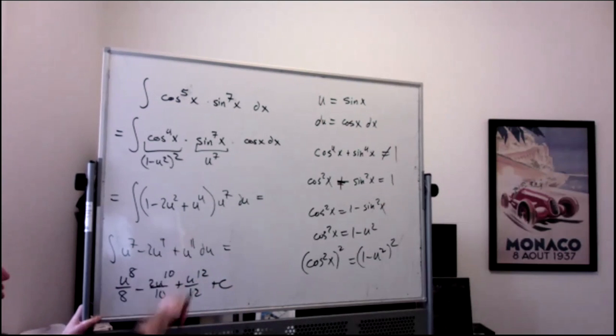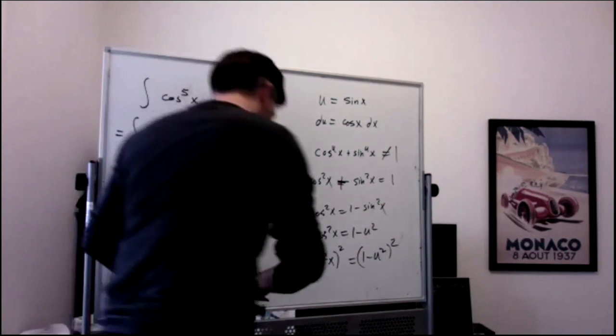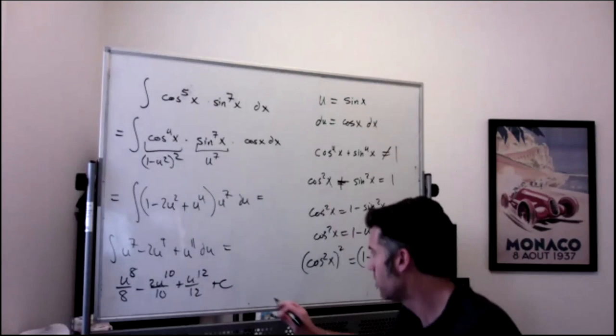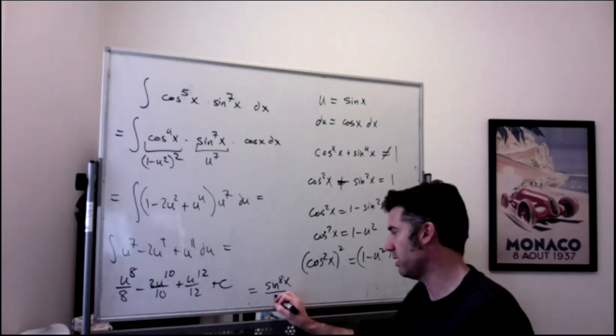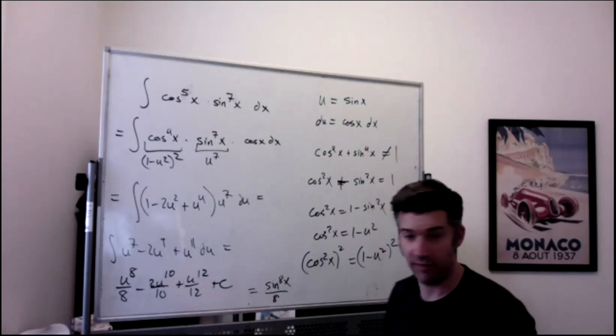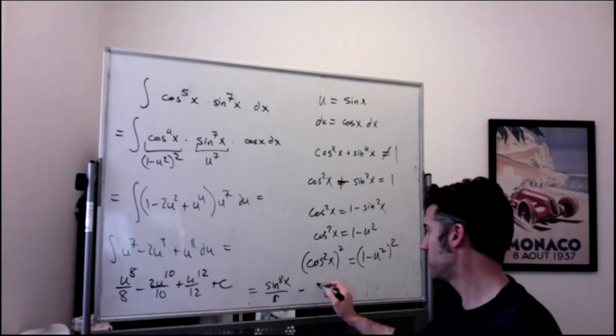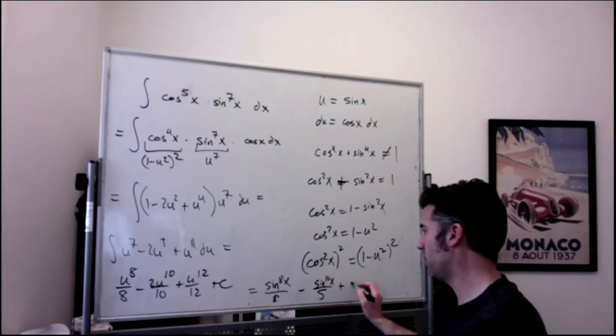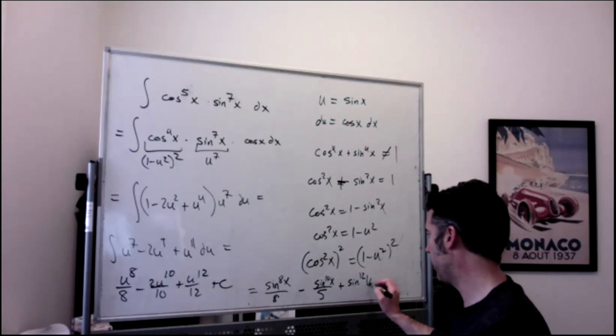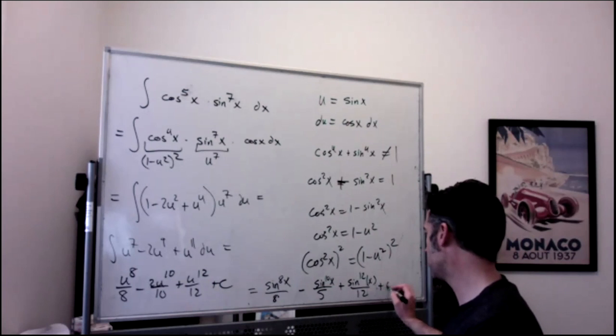Finally, plug back in that u is sine. So we end up with sine to the 8th of x over 8. 2 over 10 reduces to 1 over 5. So minus sine to the 10th of x over 5 plus sine to the 12th of x over 12 plus c.